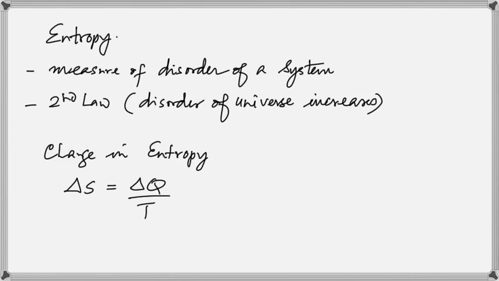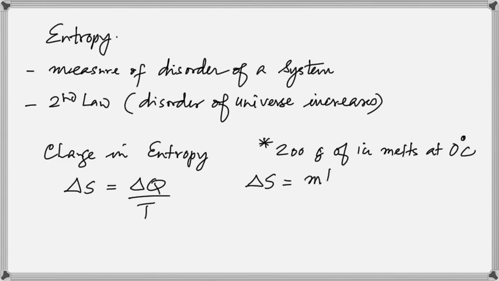Now, to show you how you can use this in a problem, let's consider 200 grams of ice. And let's imagine that the ice is melting at 0 degrees Celsius. What is the change in entropy? Now, in order for ice to melt, it has to get heat. So first we got to find the heat that is required, which is given by mass times latent heat from a previous chapter.